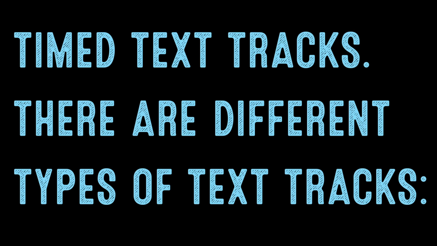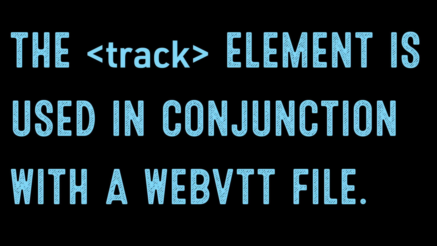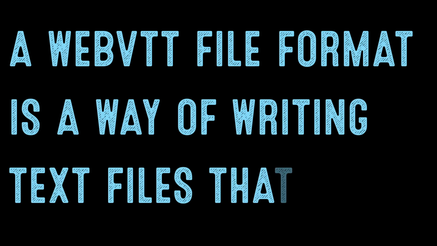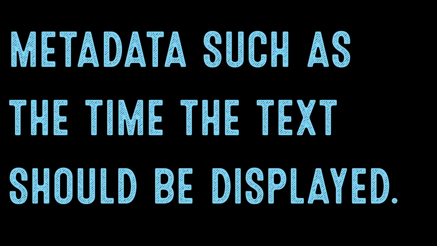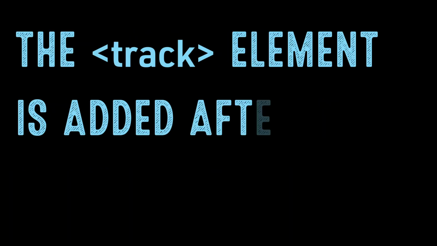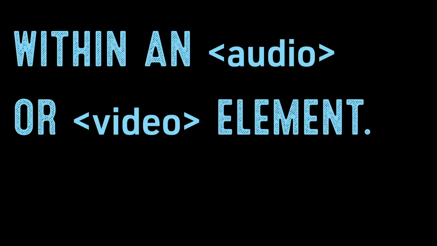There are different types of text tracks: subtitles, captions, descriptions, chapters, and metadata. The track element is used in conjunction with a WebVTT file. A WebVTT file format is a way of writing text files that contain the strings of text called cues, along with the metadata, such as the time at which the text should be displayed. The track element is added after all the source elements within an audio or video element.